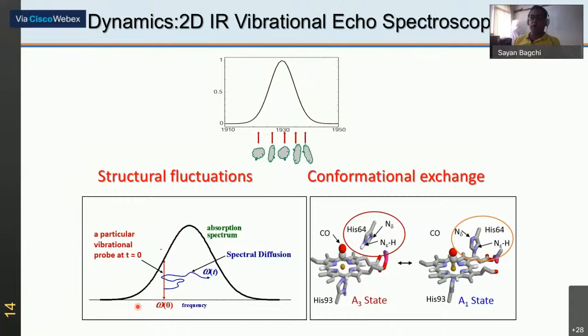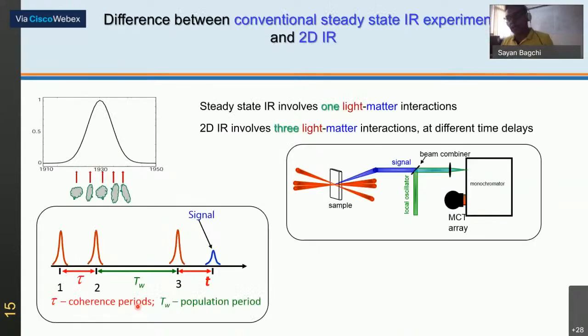You might have heard about this term if you have heard about NMR and two-dimensional NMR. So this is the same process at a different time scale. We are talking about a process happening in femtoseconds to picosecond time scale, but the same making and breaking of these different interactions. We are talking about transients of these interactions. So in 2D IR, steady state IR, FTIR involves one light matter interaction.